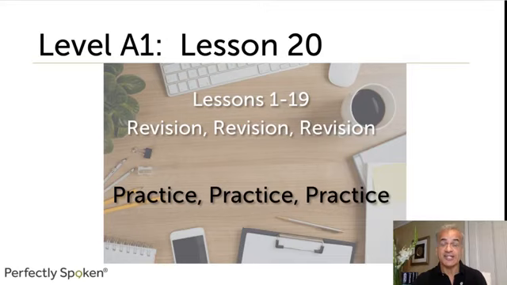This is lesson number 20, and it's a long lesson, but it's all about revision, revision, revision and practice, practice, practice. If you've watched and studied every lesson, then this will be very easy for you. If not, maybe you need to go back and watch lessons again and practice again. But if you have no problems, then you can fast forward, repeat, whatever you want. So let's start.